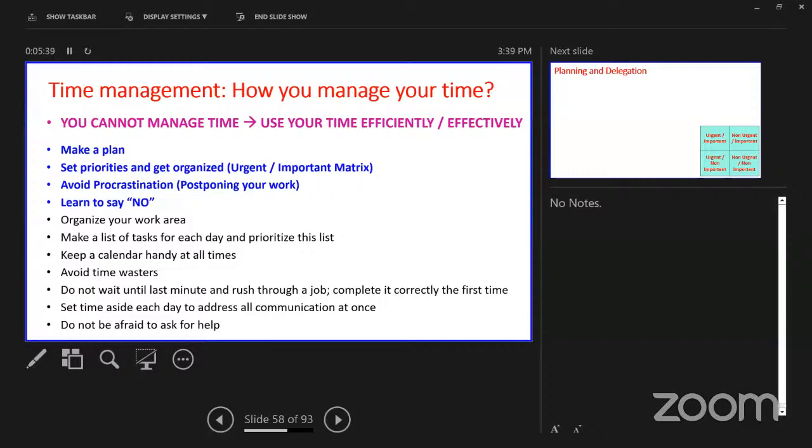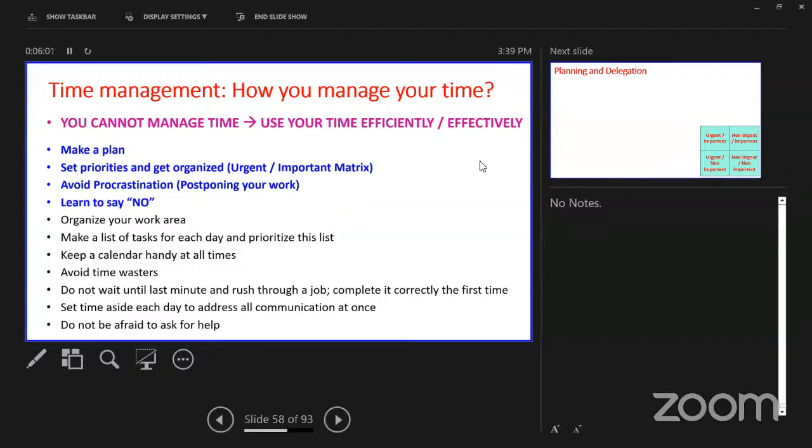Don't be afraid to ask for help. That is the most important thing during the internship. You are new to the setup. Don't be afraid to ask for help. If you have a good relationship, you will have heaps of friends in the ward, so you can ask them for help. In a new environment, definitely you need to ask for help.